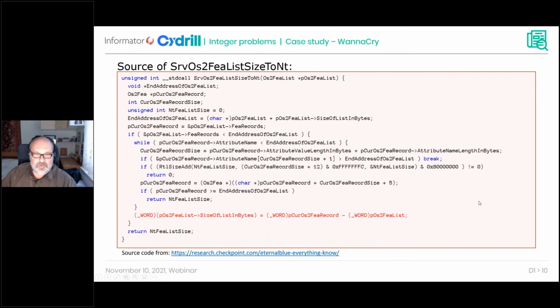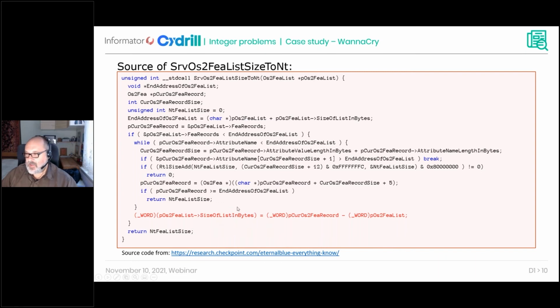So to concentrate on the problem, what is the problem here? This is a disassembly of the SMB code, so it's most probably not how the source code looked, but you see a pretty nasty thing. Basically, the size of list in bytes, even though it was a 32-bit value, the whole arithmetic actually happened in 16 bits, so in 2-byte arithmetic, leaving the upper 2 bytes of the size of list in bytes intact.